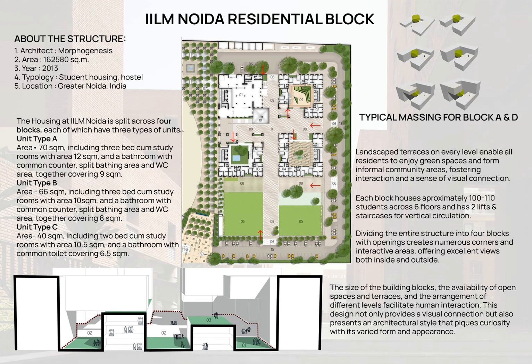The next case is on the ILM Noida residential block. The various units are provided catering to the different needs of students. The site is spread around with 4 blocks with spaces for them to hang out, socialize and interact with each other, with views from inside out. This design provides visual connectivity as well as curiosity amongst the spaces with different levels.